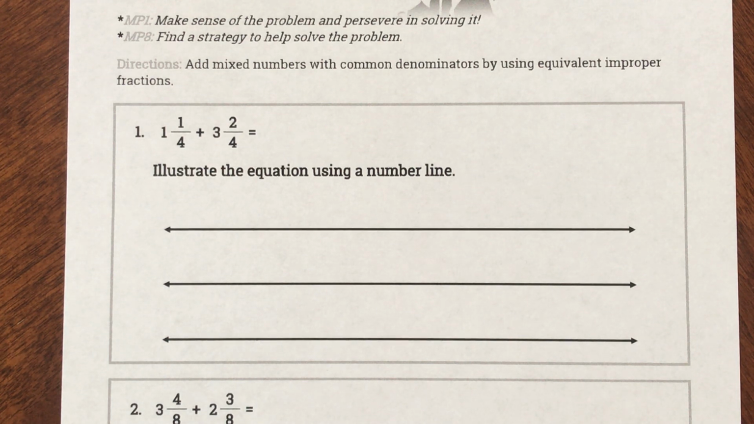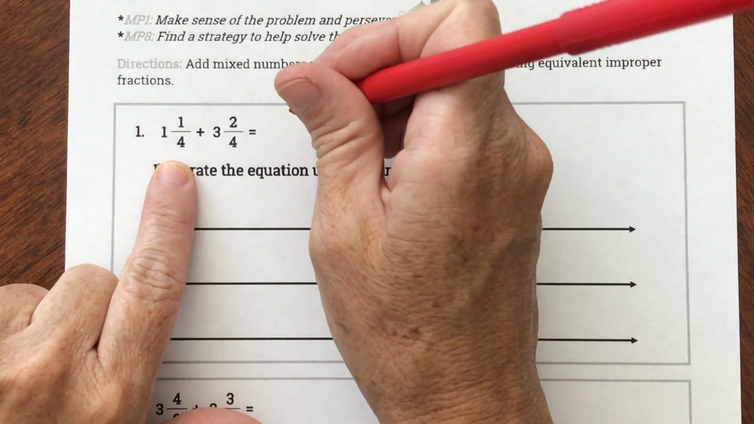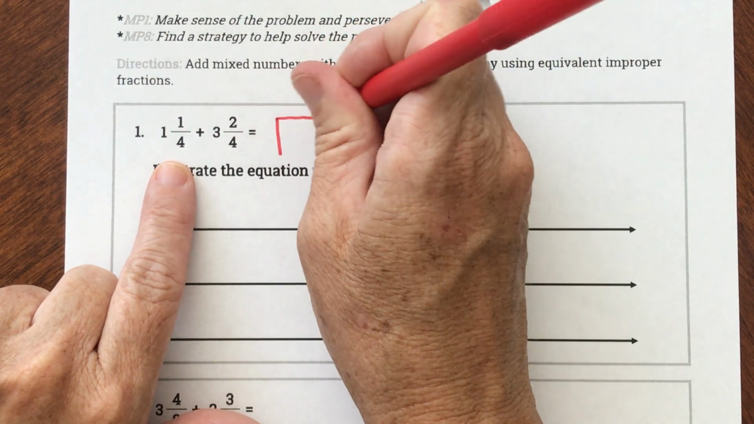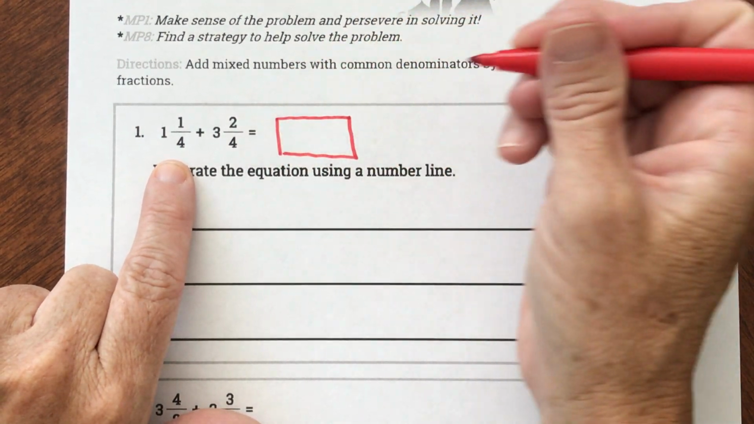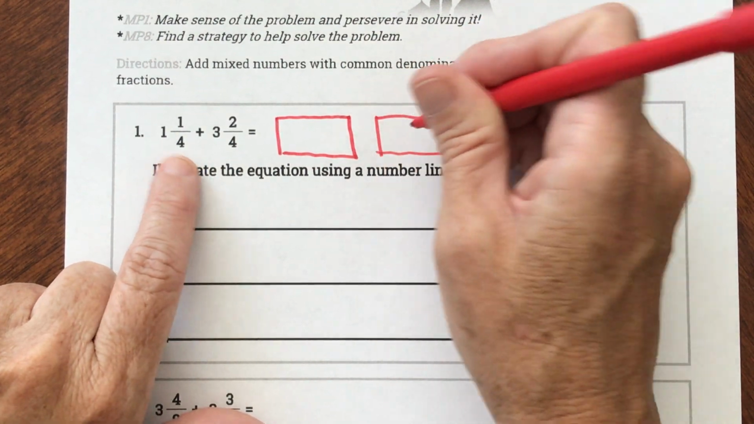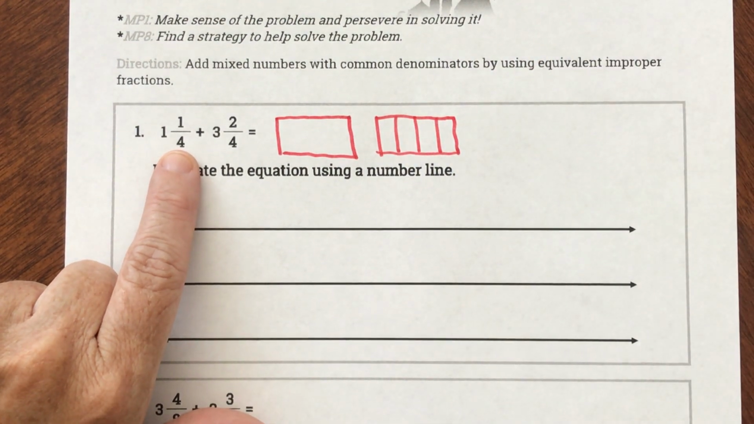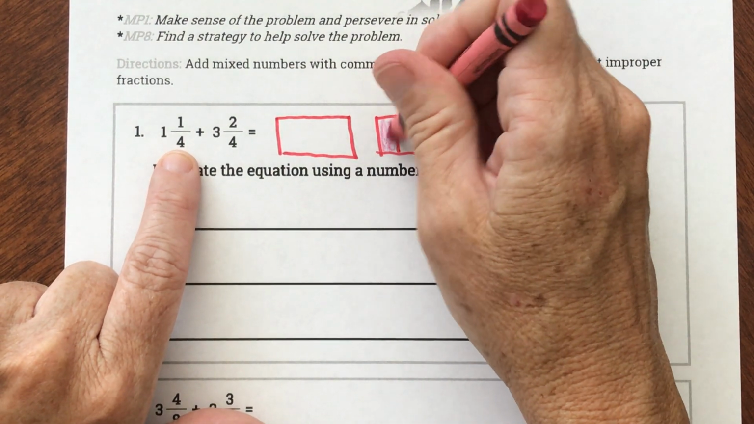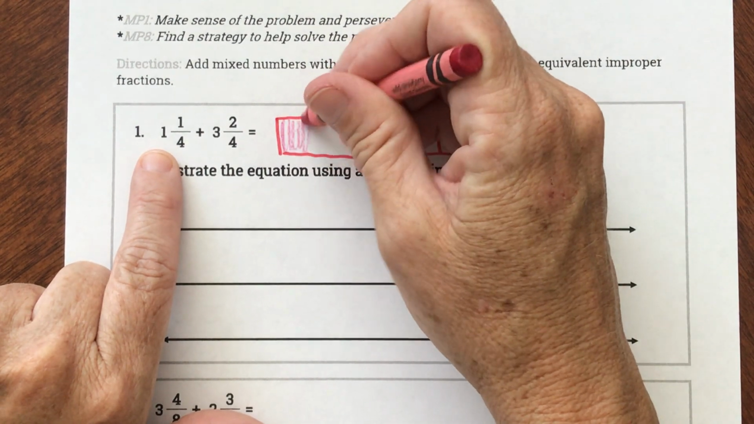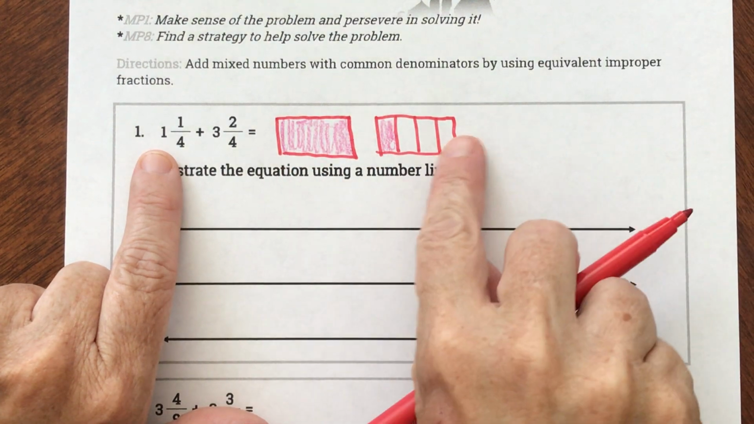So this says 1 1/4 plus 3 2/4. So my first step says draw and label the model for the first addend. So what does 1 1/4 look like? Well, it means I have 1 whole, and then I have 1/4. So the 4 means my whole was cut into 4 pieces, and the 1 means I have 1 of them. But then I also have this 1 whole. So this is 1 1/4.